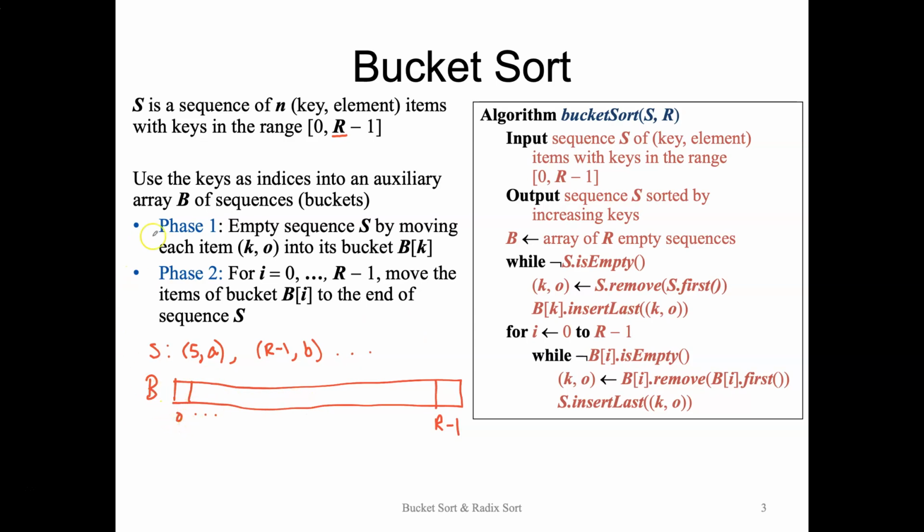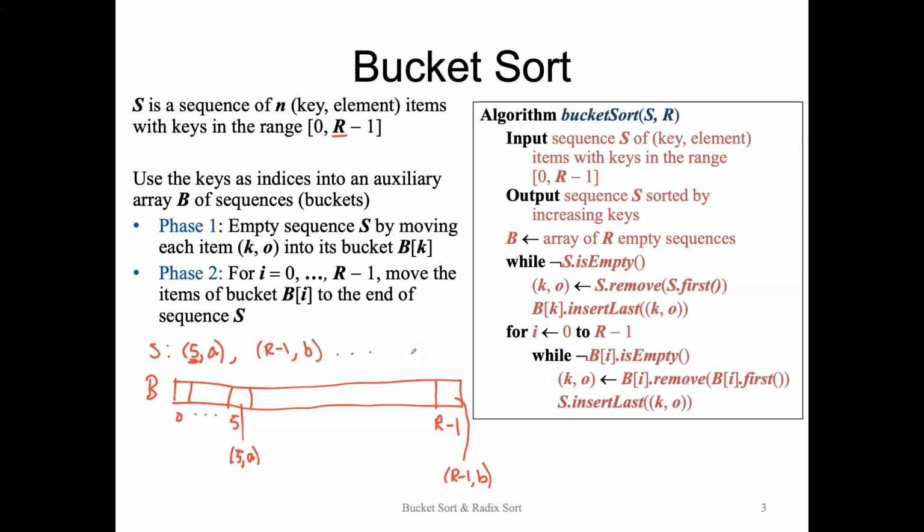Then in the first phase of bucket sort, we take every item from our unsorted sequence, one by one, starting with the first one and working our way to the end, removing this item and placing it at the index associated with its key. The key is 5, which means we place this entire item at index 5, so not just 5, but also the item associated with 5. So we'll have here the element 5a. Then we move to the next one. This has key r minus 1, so we place this object in bucket r minus 1. We go through one by one and do this for every element in our sequence.